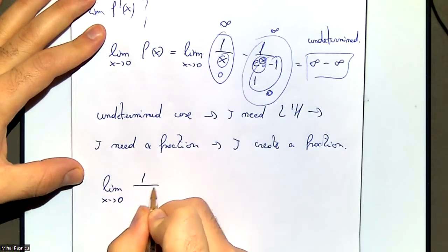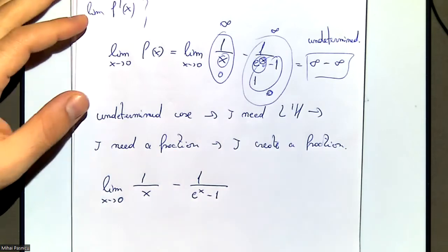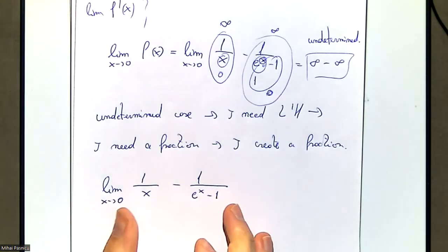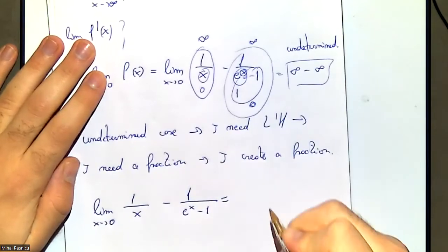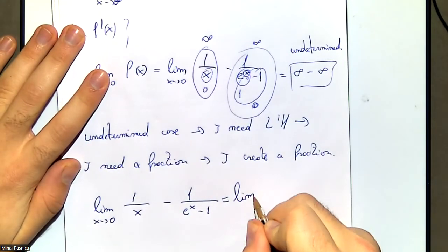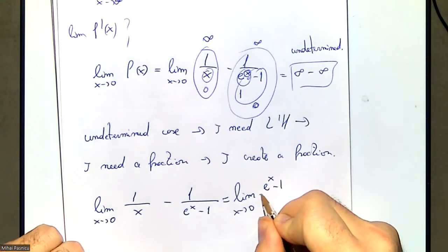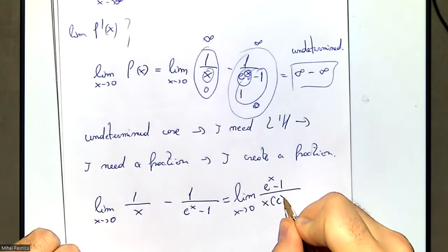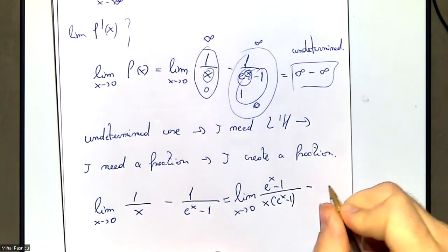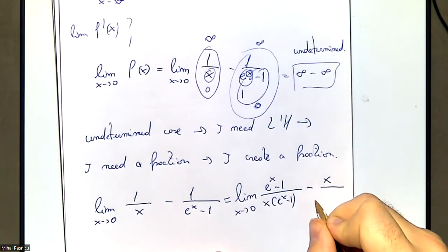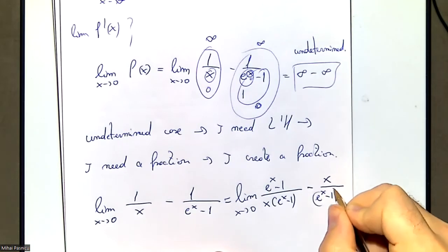For this thing, 1 over x minus 1 over e to the x minus 1, I just bring it to the same denominator. I just bring it to the same thing underneath. So this is just equal to the limit as x goes to 0 of (e to the x minus 1) over x(e to the x minus 1), minus x over x(e to the x minus 1).